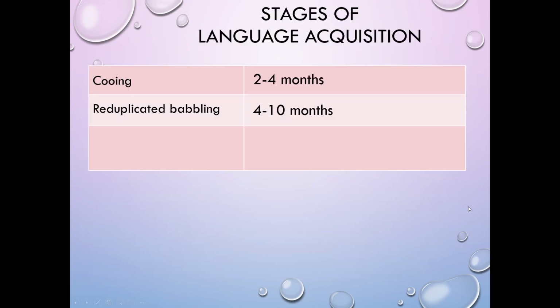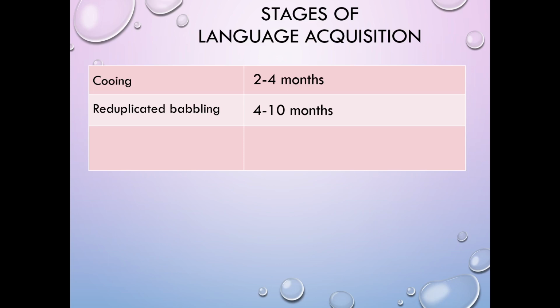All right. Then there is what we call reduplicated babbling. Reduplicated means that they're in a cycle where they keep making the same babble sound over and over again. This tends to be common in babies between 4 and 10 months of age. And you'll oftentimes see it in the form of them saying things like mama, mama, mama, ga, ga, ga. Like really, they're stuck in a loop.